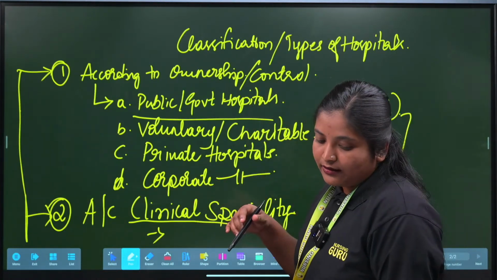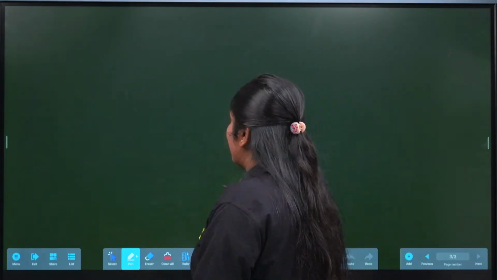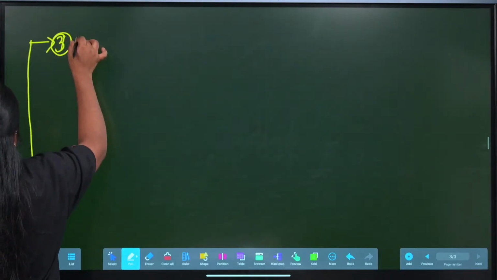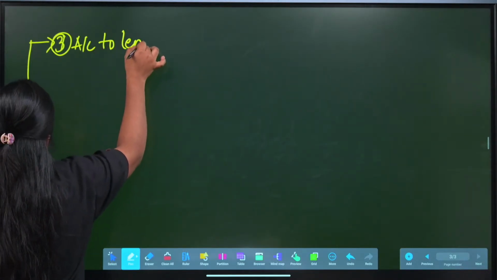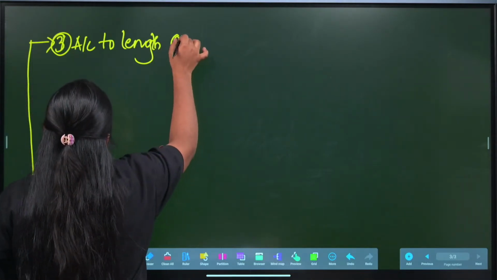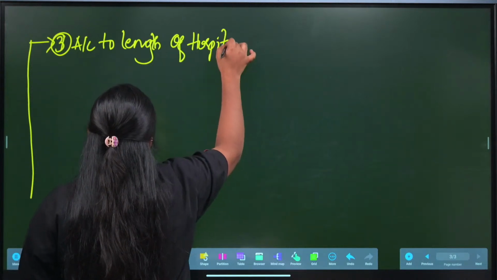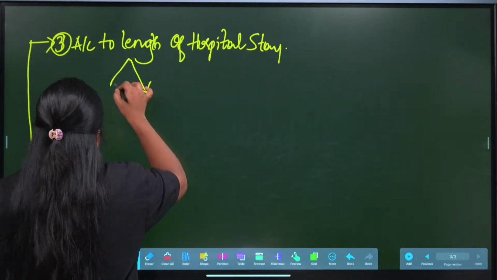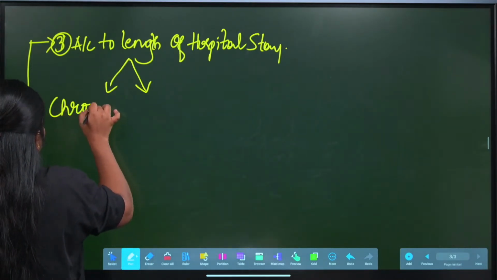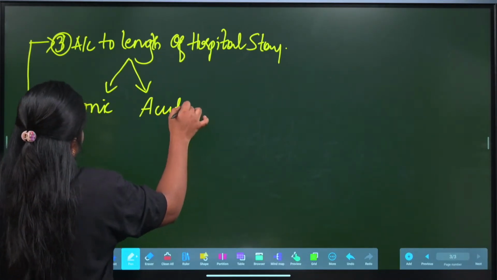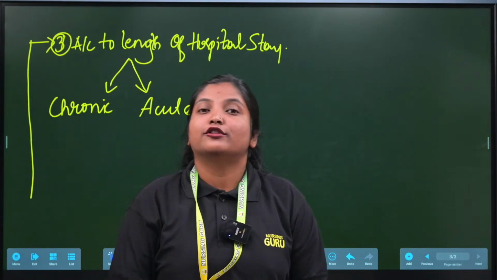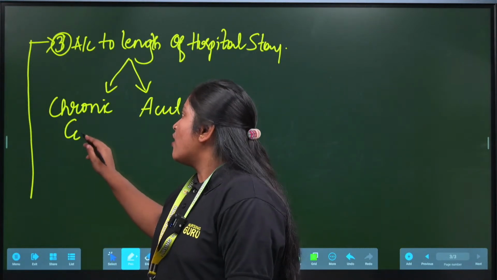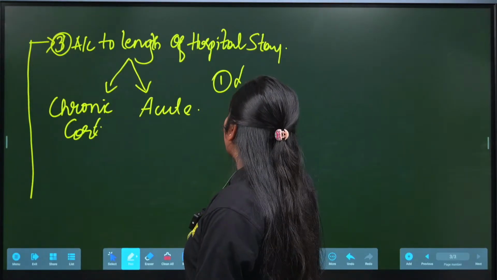Next we move towards the third one, classification according to the length of the hospital stay, based on chronic and acute illness. If it is acute, you are not supposed to stay in the hospital for so long a time. The first one is chronic care hospitals.